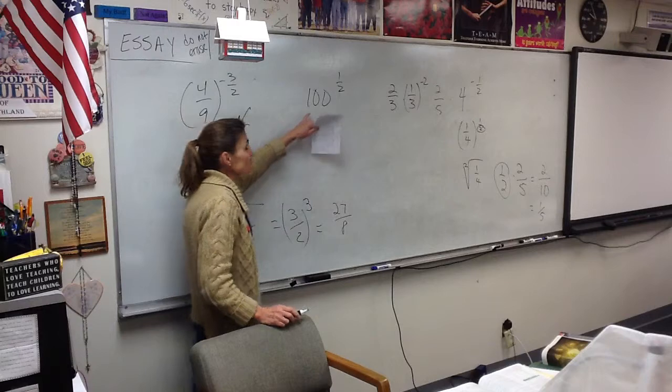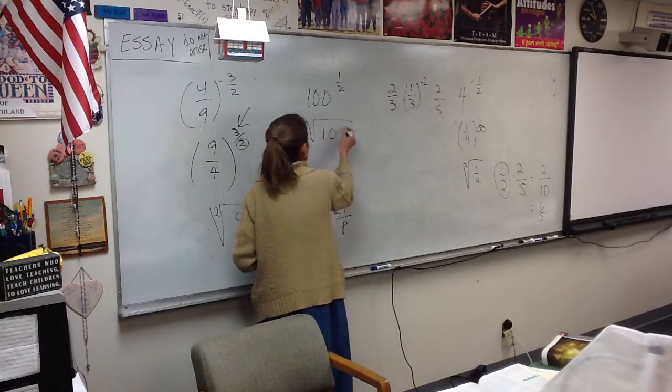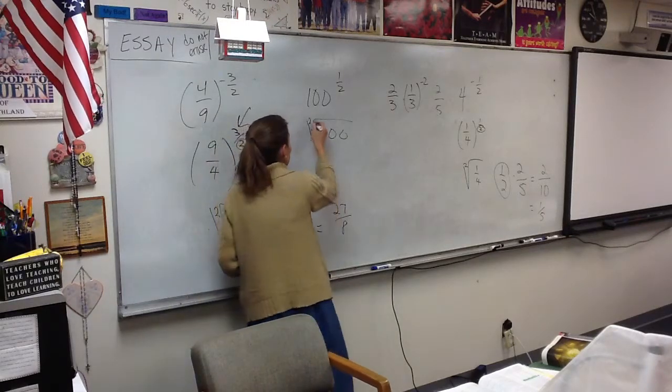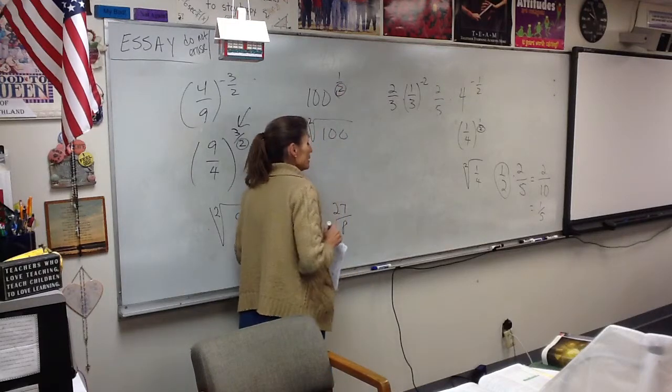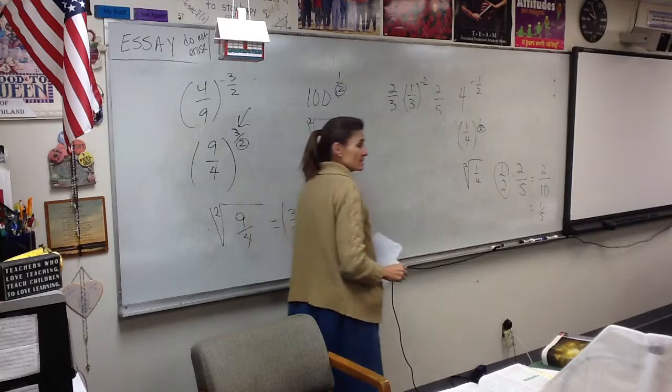What does this mean? It means a radical. There's no negative, it just means a radical. And it's just the square root of 100. This tells you which root to take. It's just the square root of 100, which is 10. That was easy.